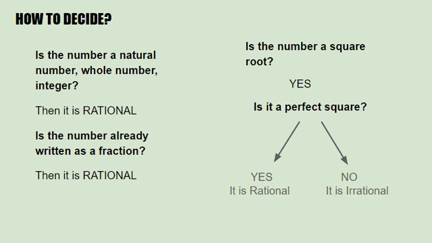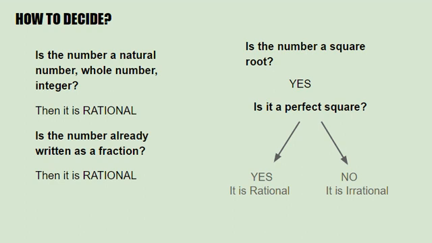What if the number's already a fraction? Well, then it's rational, right? If it's already a fraction, then it can obviously be written as a fraction. So now, where it gets a bit tricky are square roots and decimals. So let's look at square roots first. If the number has a square root sign around it, ask yourself, is it a perfect square? We have already talked about what makes something a perfect square.